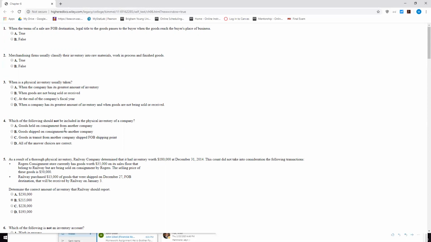Goods held on consignment from another company, we just discussed that, and indeed we will include that in our inventory. Goods shipped on consignment to another company. From another company and to another company. Oh, aha. See, you're thinking like an accountant. You've got to pick out those little words. The lawyers and the accountants are ruining the world with their one word changes. If we're holding goods on consignment from another company, then we're not going to include that in our inventory because it's not ours. It's theirs. So that's the one that's not.